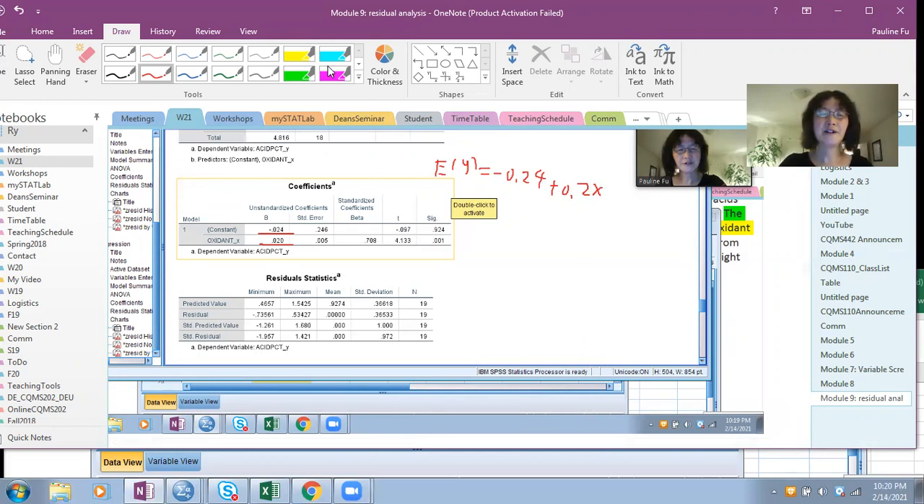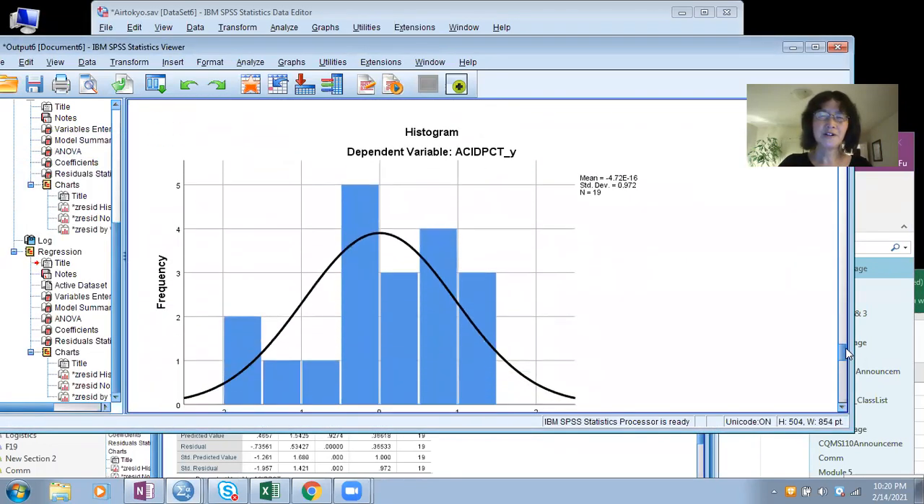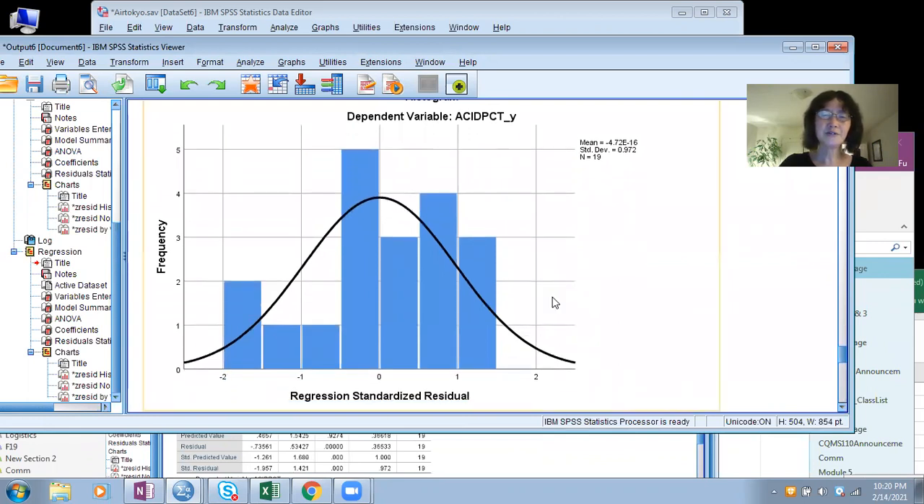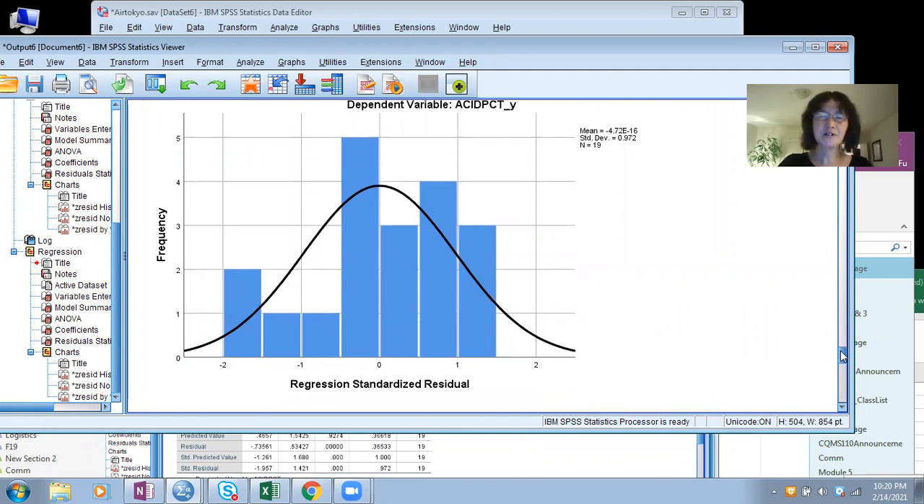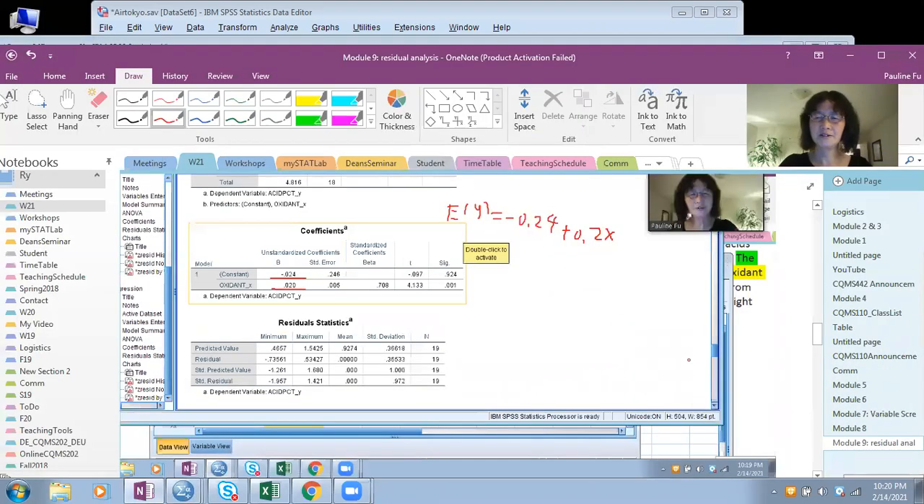And next, let's analyze the assumptions. The histogram looks normally distributed. See? And I'm going to just copy this one into here.